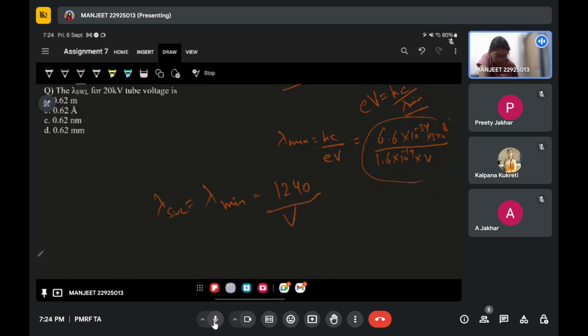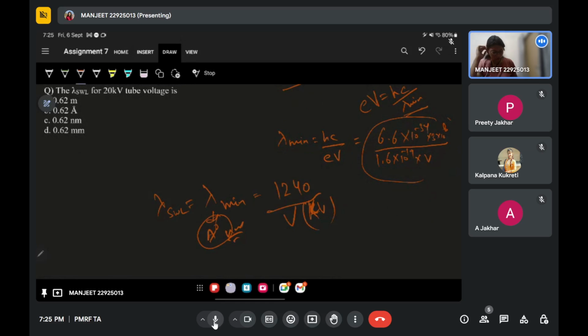1240 divided by the volt, and this is in the kilovolt only, electron kilovolt. This will give you the energy in the electron volt, and this will give you the wavelength in the nanometer. When you put this value, you will find out for the 20 kilo, this is for the kilo electron volt.